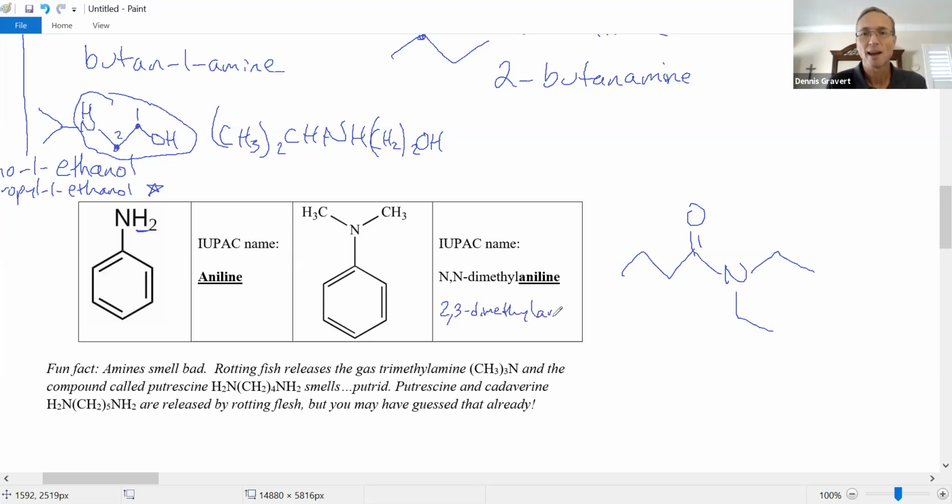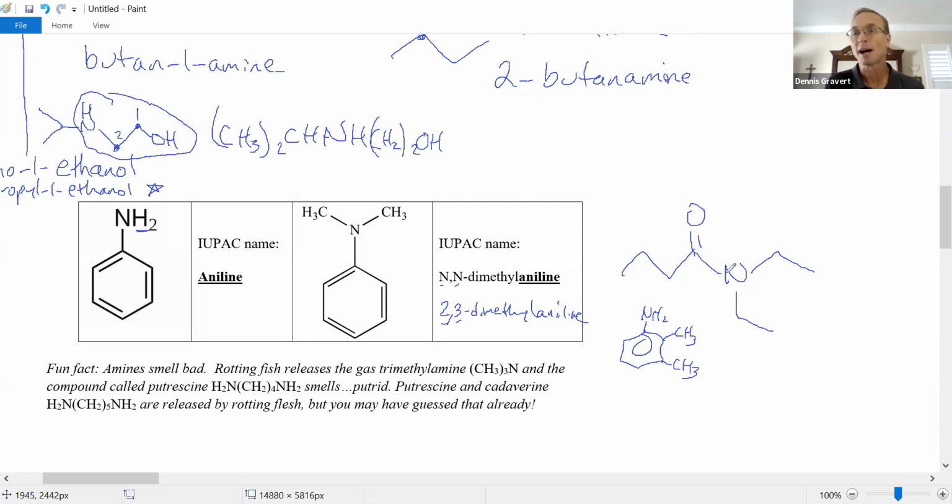2,3-dimethyl aniline is where the methyl groups are attached to carbon. So you've seen it before, right? Change the 2 and 3 to N,N, and now the methyl groups are stuck on nitrogen.